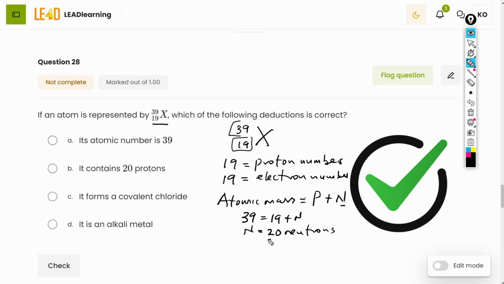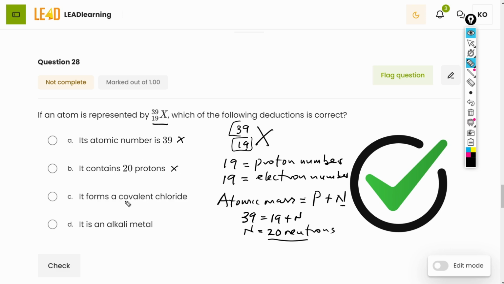So now that we're equipped with this information, we can determine whatever is expected of us in this question. The question is asking which of the following deductions is correct? Its atomic number is 39; the atomic number is 19, which is the same as the proton number. So this deduction is not correct. It contains 20 protons. The proton number, as we can see here, is 19. The proton number is the same as the atomic number, so this deduction is not correct.